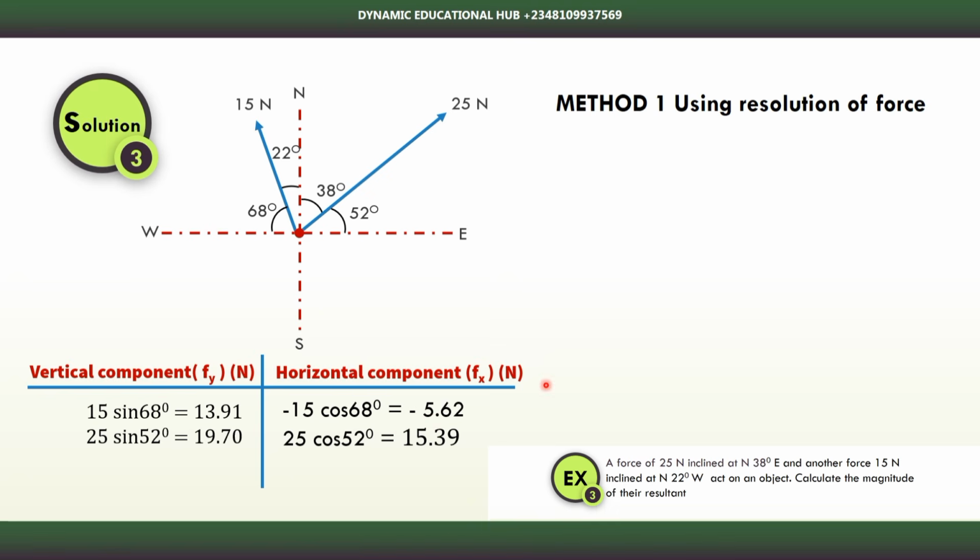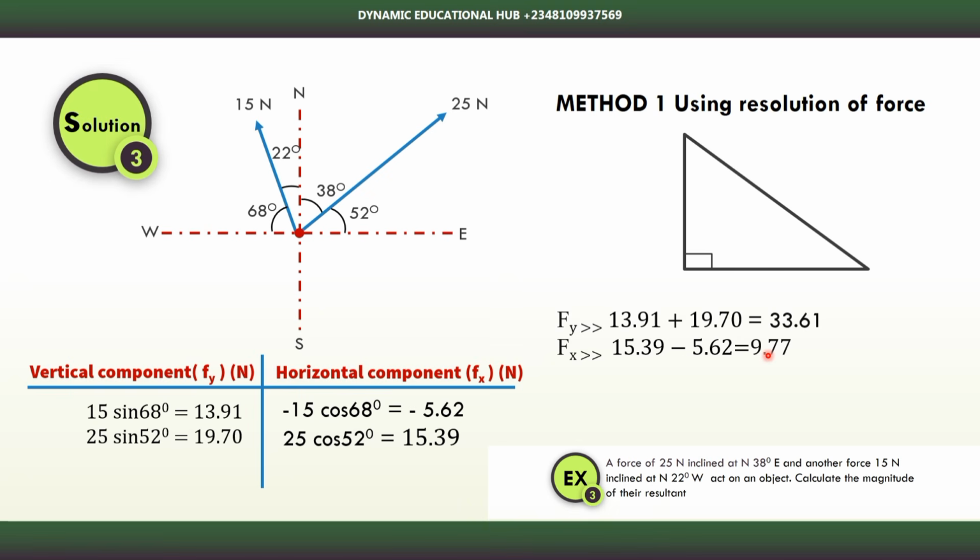So the next thing is to find the algebraic sum. What is the algebraic sum for Fy? What are we going to add together for Fy? We have 13.91 plus 19.70, which is 33.61. You can press a calculator for this. What about Fx? That is 15.39 minus 5.62, and we get 9.77.